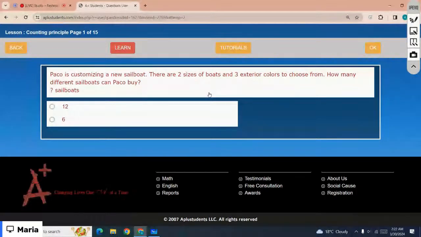So, two sizes of boats and three exterior colors, right? According to the counting principle, you have to multiply the number of options to calculate the total outcomes, right? You have to do 2 times 3, that is, sorry, 2 times 3, that is 6. So the correct option is 6.